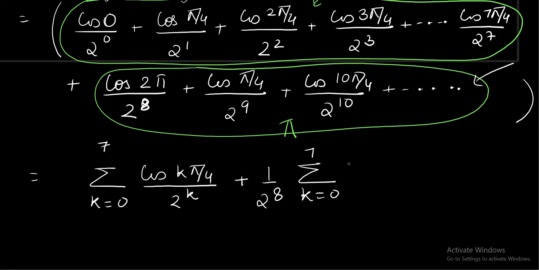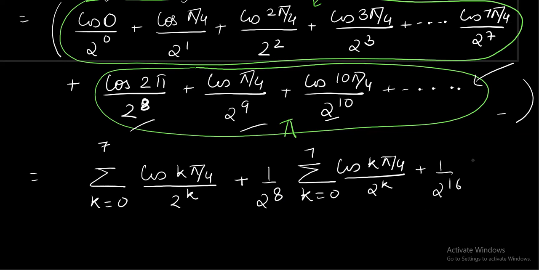Sigma k is from 0 to 7. Again, I can write it as cos(kπ/4) upon 2 raised to the power k. Similarly, the next term that we will be getting is of the type 1 by 2 power 16, right? Because you will be writing 2 power 8, 9, 10 up to 2 power 15. So the next set of 8 terms will start with denominator 2 raised to the power 16.